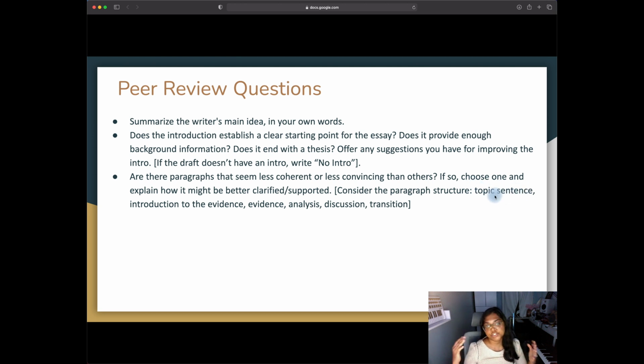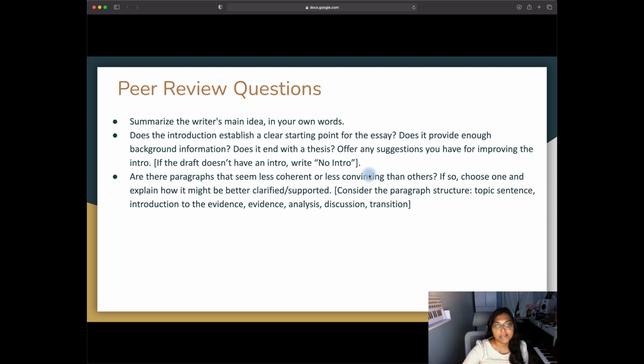Your topic sentence should be broad enough that it can cover the multiple articles being discussed in that paragraph. So if your classmate's topic sentence is too limited, then that's one suggestion you can give: that it needs to be broadened.